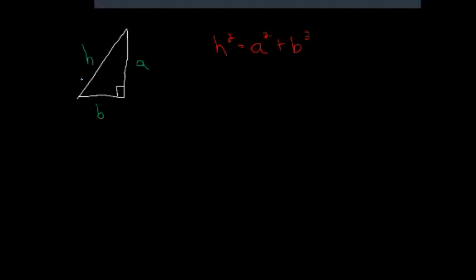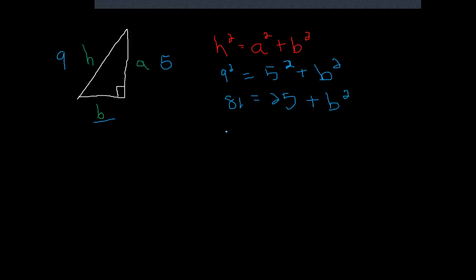If they are giving me values for these sides, so say this was 9 and this was 5, and they wanted me to find B, the base, I would put 9 squared is equal to 5 squared plus B squared. And all I have to do is find for B. So 9 squared is 81 is equal to 25 plus B squared. So that means that B squared is equal to 56.